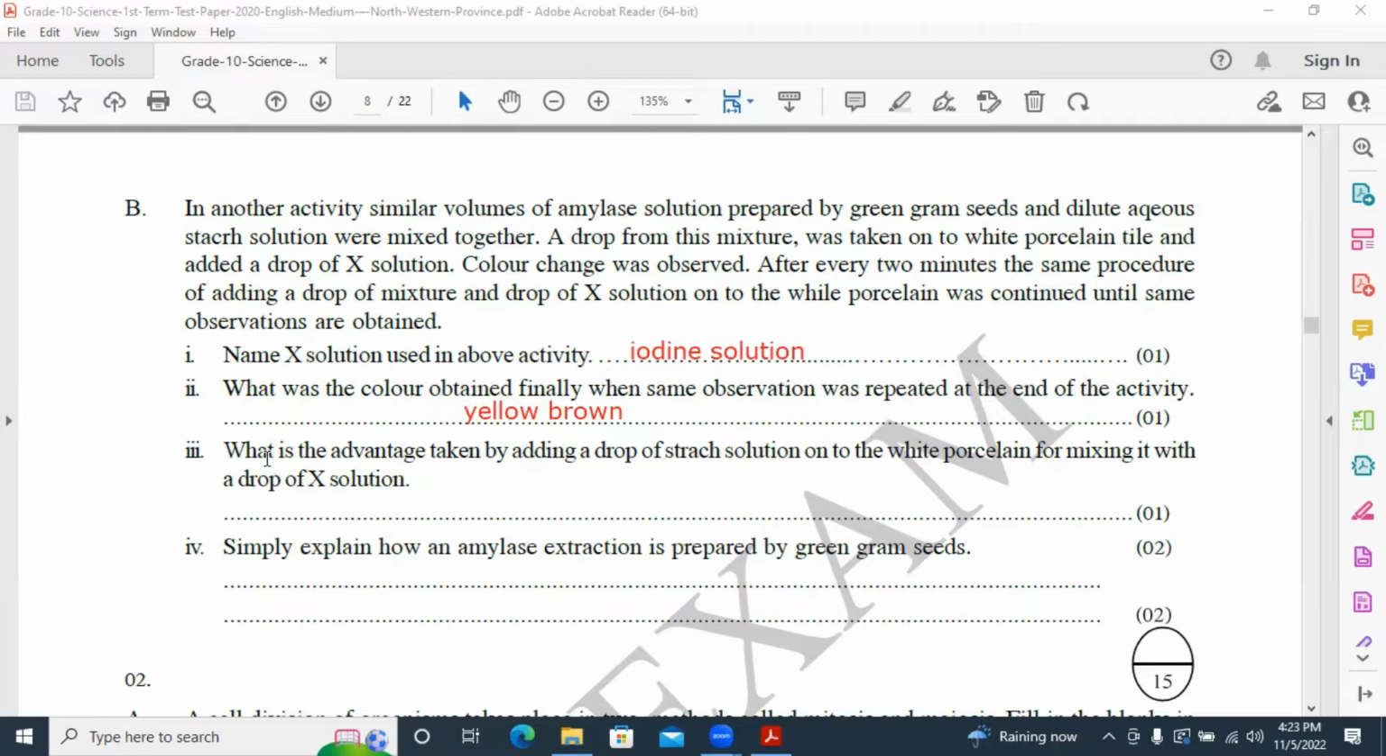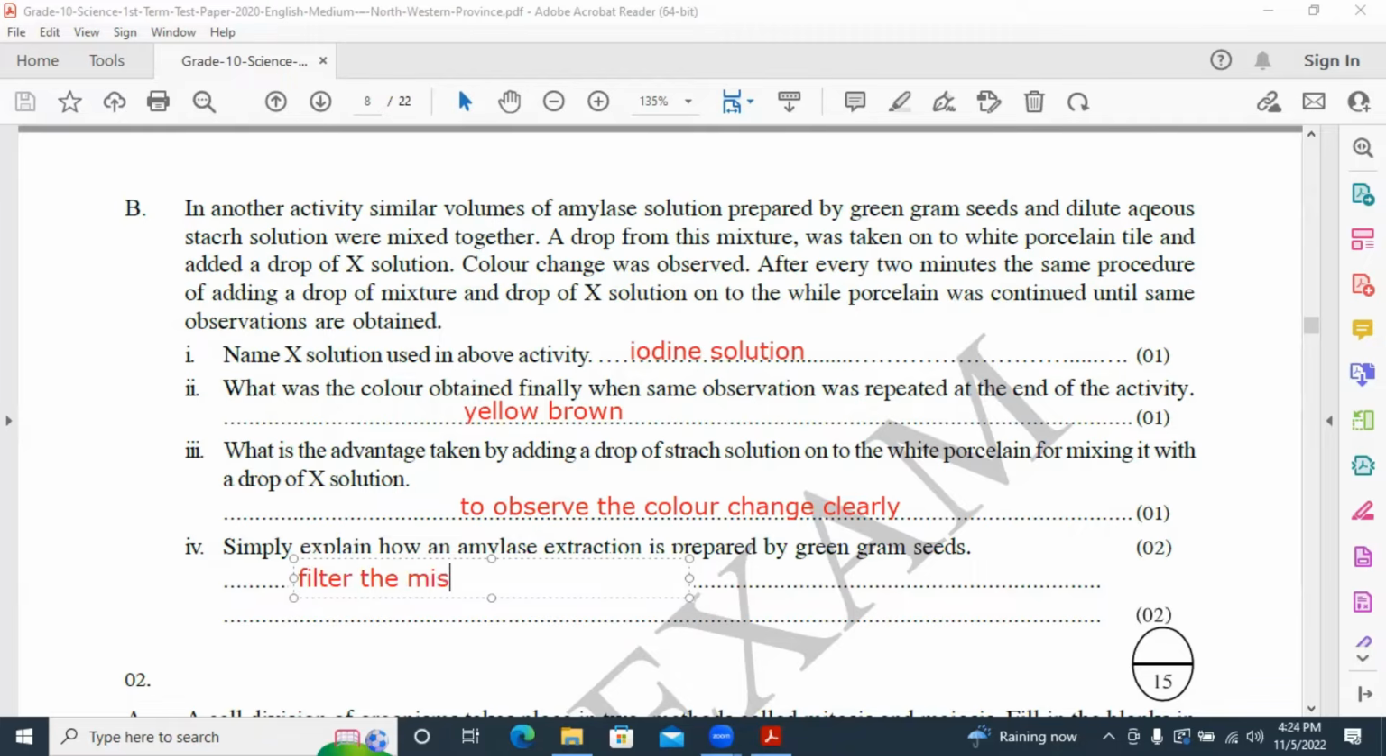What is the advantage of taking a drop of the mixture onto the white porcelain tile for mixing it with a drop of iodine solution? The answer is to observe the color change clearly. Roman number 4. Simply explain how an amylase extract is prepared from green gram seeds. Write the answer.